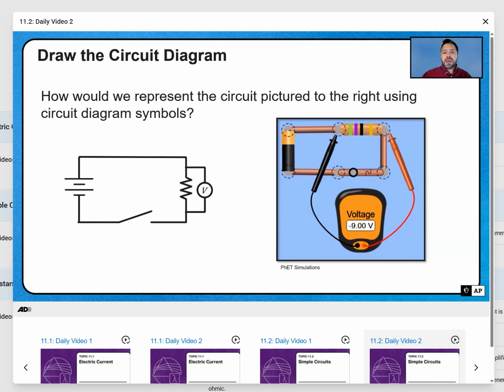So that's our loop. And then the voltmeter is in parallel with the resistor. The two leads are on either side of the resistor. So that's how we would draw this circuit. Again, it doesn't have to be to scale. Notice in the picture, the resistor is on top. I have it over to the right a bit. It kind of depends on how much space you have on your paper or whatever you're working with.